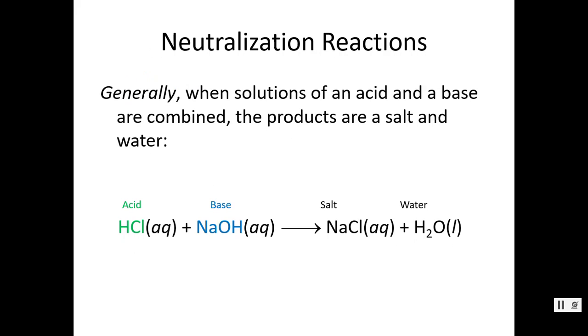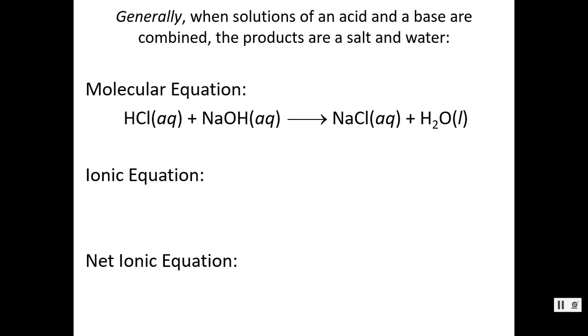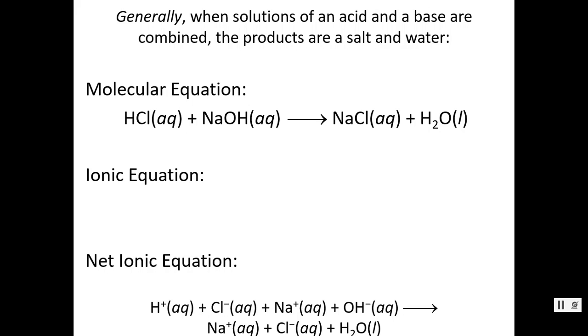So basically this slide just says what I said before, that generally when solutions of an acid and a base are combined, specifically strong acids and strong bases, you always get liquid water and some sort of salt, some sort of ionic compound. That is the general format for a neutralization reaction. And so, just like we did with precipitation reactions, we can take that molecular equation and write an ionic, a total ionic, and a net ionic equation. Remembering that species that are aqueous get split into their cations and anions.